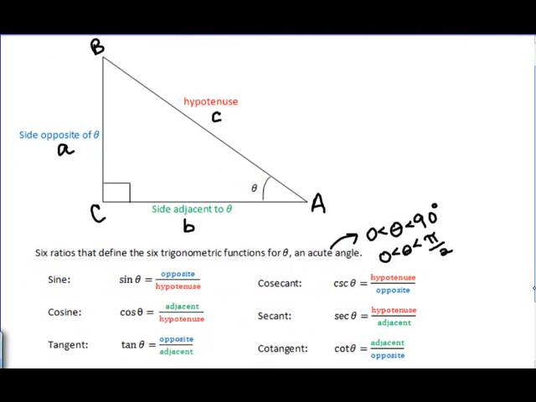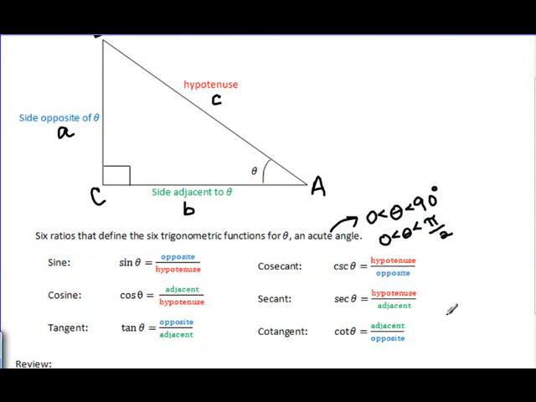Now, these 6 trig functions are going to be critical for you to memorize. We have sine, cosine, and tangent. Those are the 3 primary trig functions. The other 3, which are called cosecant, secant, and cotangent, are actually the reciprocal of these 3 basic functions. So sine is abbreviated sin, so sine theta is defined to be the opposite over hypotenuse. Cosine is adjacent over hypotenuse. Tangent is defined to be the opposite over adjacent.